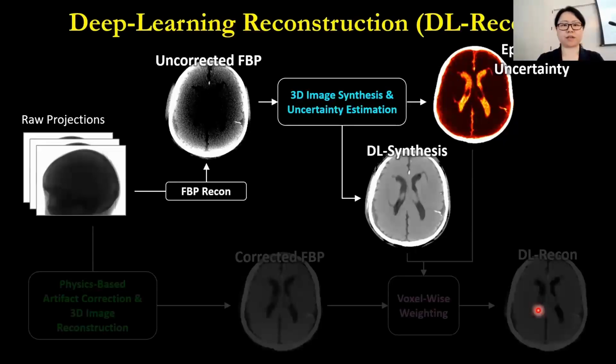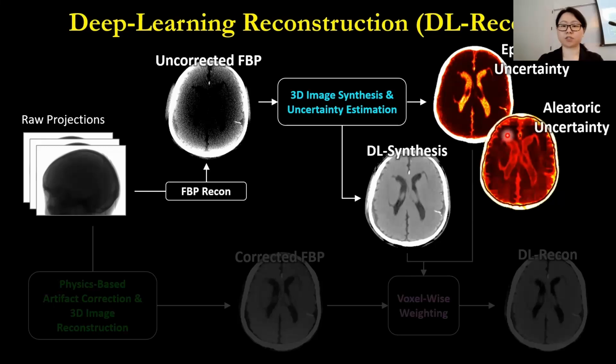Here's an overview of the DL-Recon method. First, we perform a standard FDK reconstruction to obtain an uncorrected FDK volume. Then we feed this volume into a 3D image synthesis network to generate a synthetic CT image, as well as the epistemic uncertainty volume. We also estimate aleatoric uncertainty during the training process and incorporate it into the synthesis training to improve method performance. And in a couple of slides, I'm going to give a detailed description of these two uncertainties. So please bear with me for a moment.